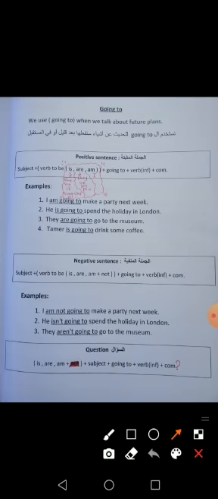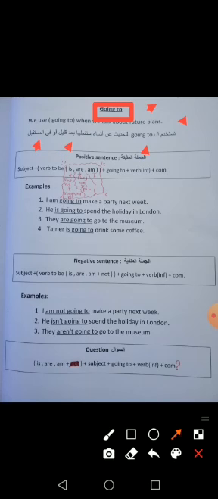So, today we are going to talk about going to, okay? We use going to when we talk about future plans, okay? We use going to when we talk about what? About future, okay? We use going to when we talk about future. نستخدم ال going to للحديث عن أشياء سنفعلها في المستقبل أو بعد قليل.